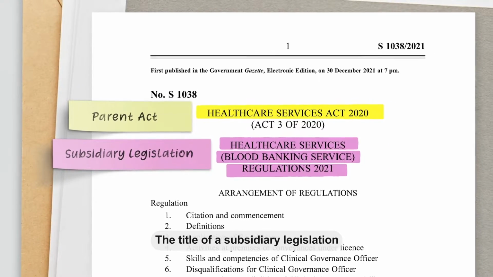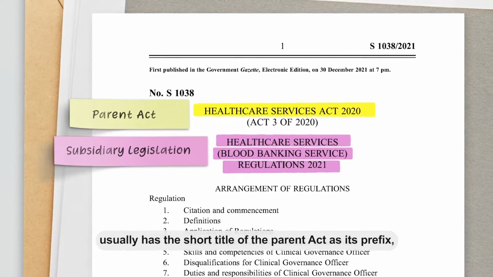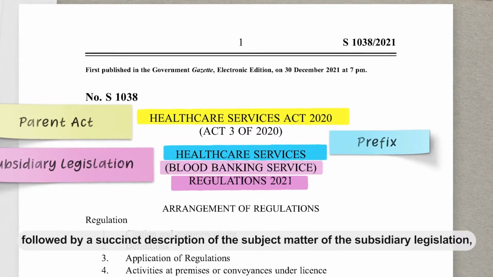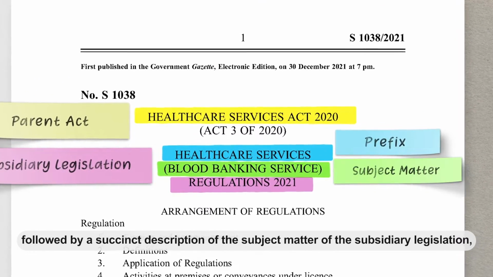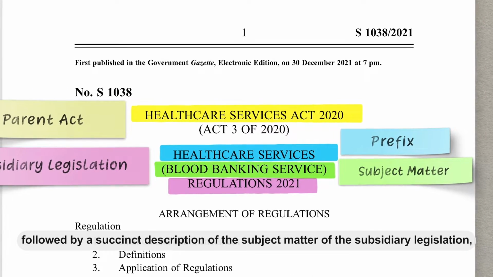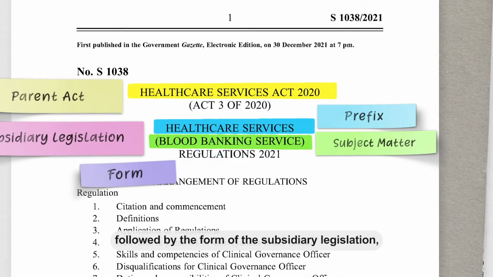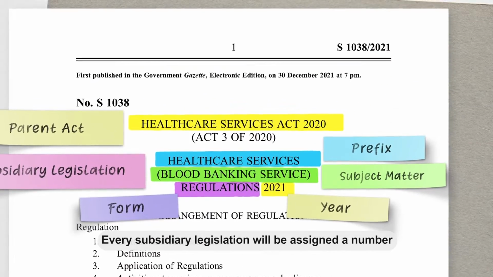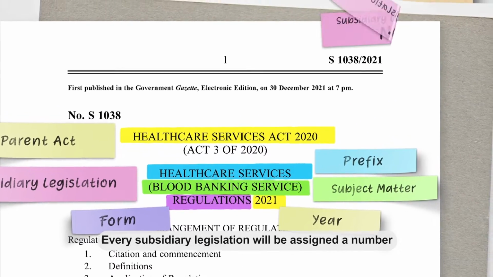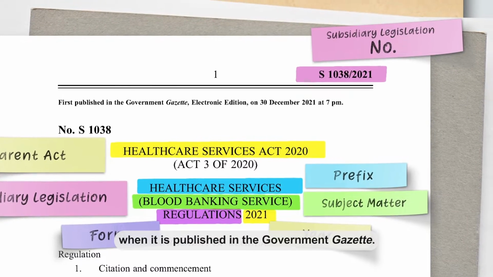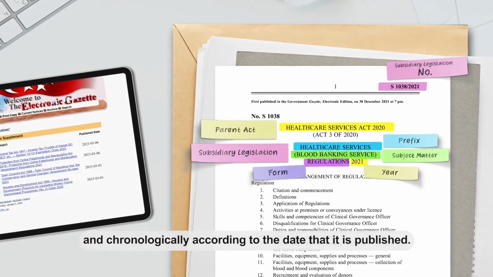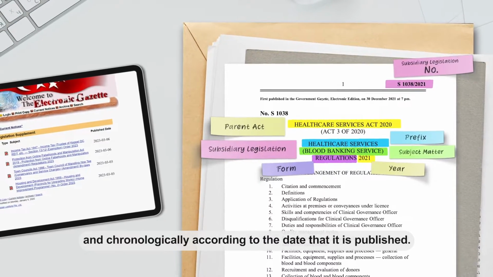The title of a subsidiary legislation usually has the short title of the parent act as its prefix, followed by a succinct description of the subject matter of the subsidiary legislation, followed by the form of the subsidiary legislation, followed by the year of its publication. Every subsidiary legislation will be assigned a number when it is published in the Government Gazette. This is numbered sequentially in a year and chronologically according to the date that it is published.